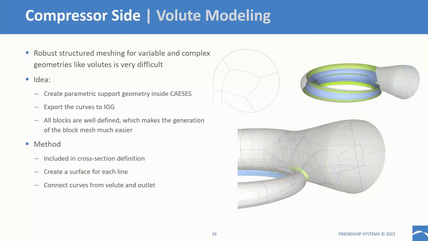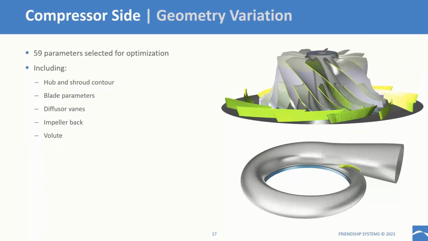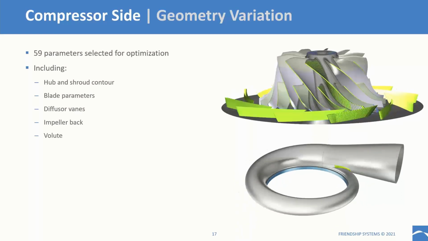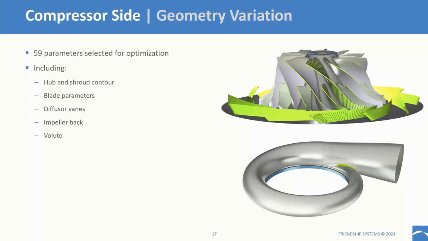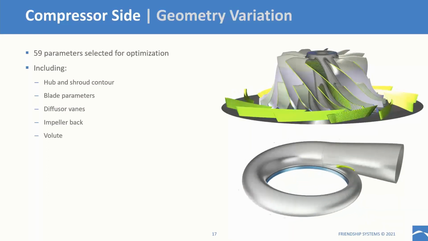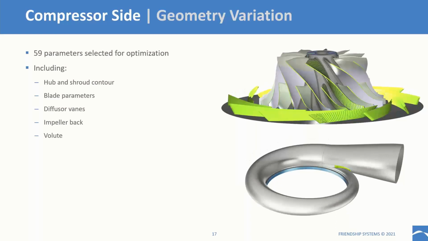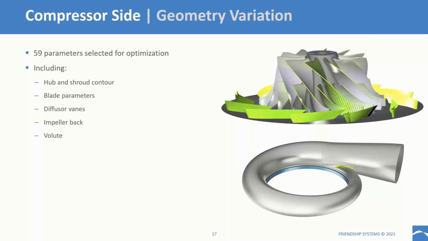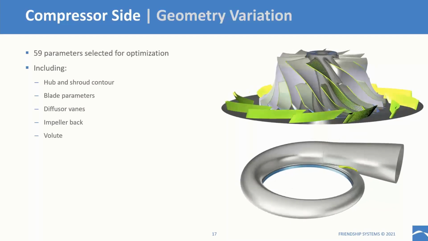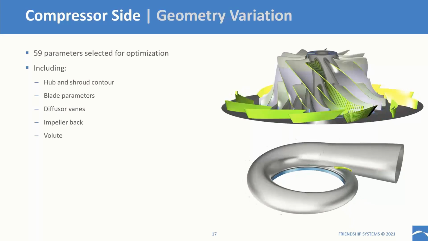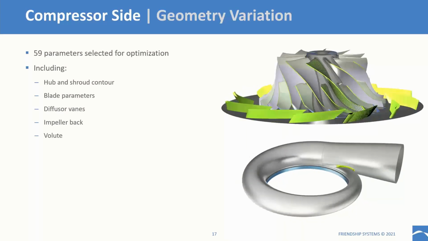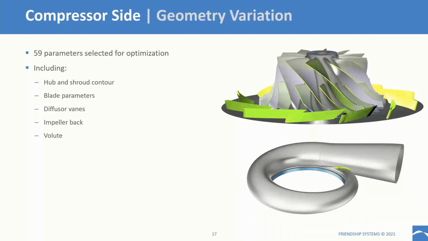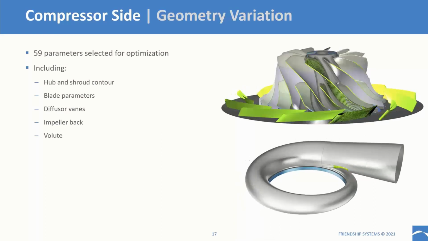Yeah, and that's about the meshing. And finally, on the compressor side, we had 59 parameters that were used for optimization purposes, which basically are related to the shape of the hub and shroud contour, obviously blade parameters that control the blade shape, as well as the diffuser vane, the impeller back as well that we don't see here, which is maybe not aerodynamically interesting, but for structural reasons, and of course the shape of the volute.